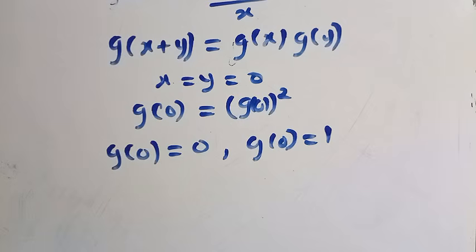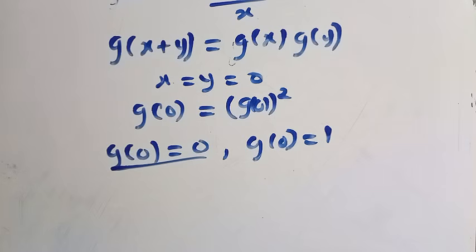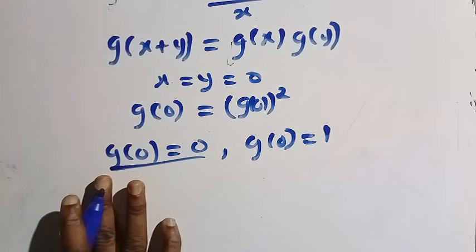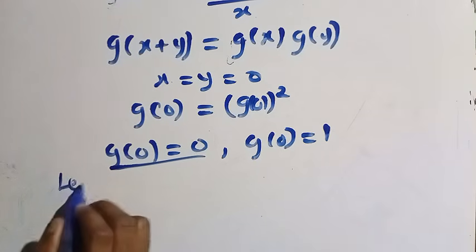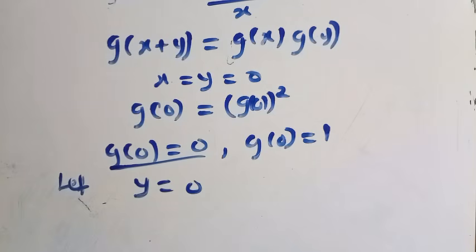So to verify this, suppose we have g of 0 equals 0, and considering the first equation of Cauchy, if g of 0 equals 0, then we are going to set y equals 0. Let me just write this properly. Let y equals 0 for this g of 0 equals 0.